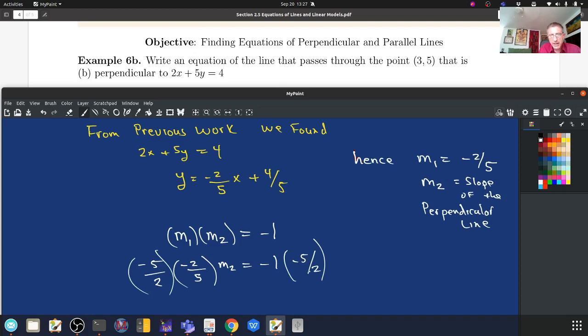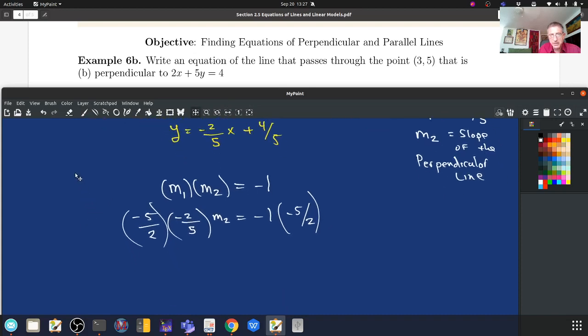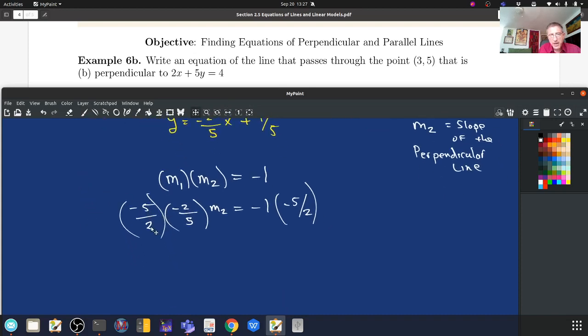Why am I doing that? Because minus 5/2, I'm going to give you an easy way to do it, but this is the algebraic way to do it. Minus 5/2 times minus 2/5 is 1. So that gives me 1 m2 is equal to minus 1 times minus 5/2, which is 5/2. So the slope, here is the trick.